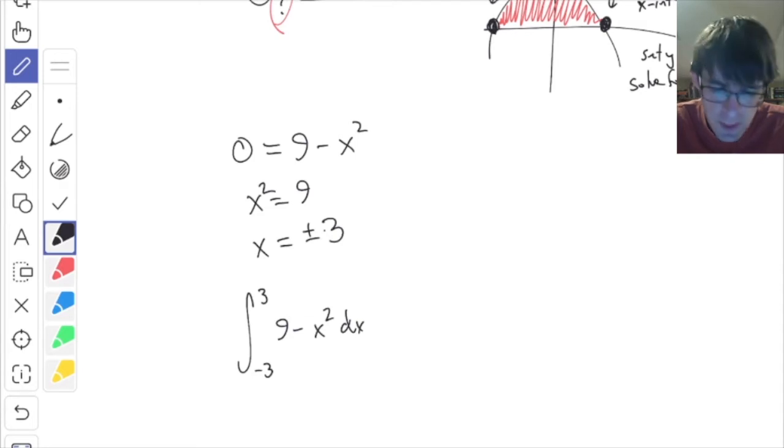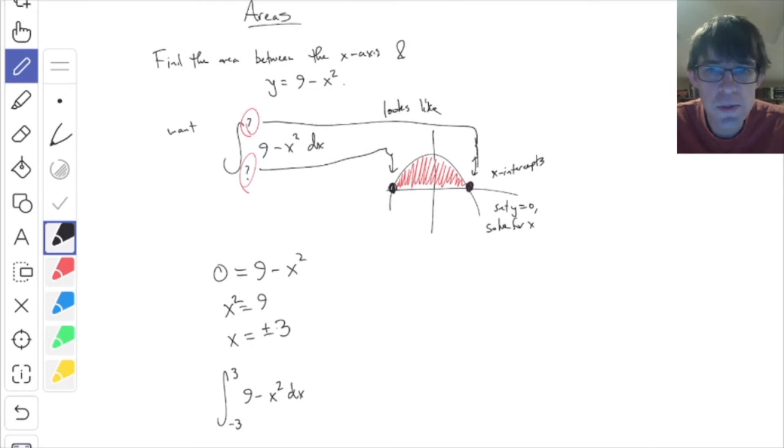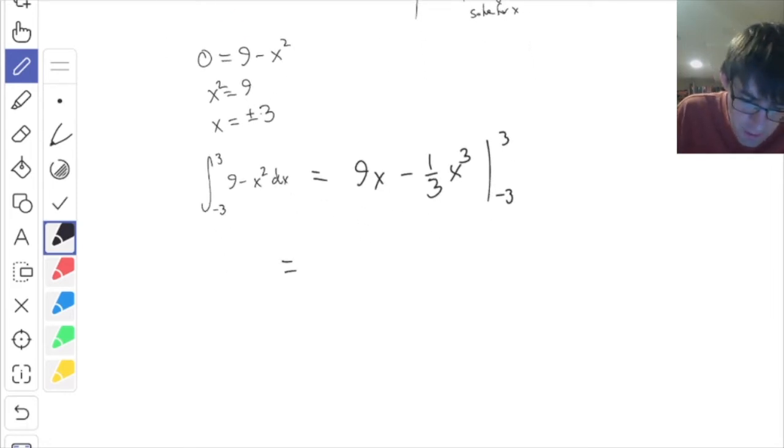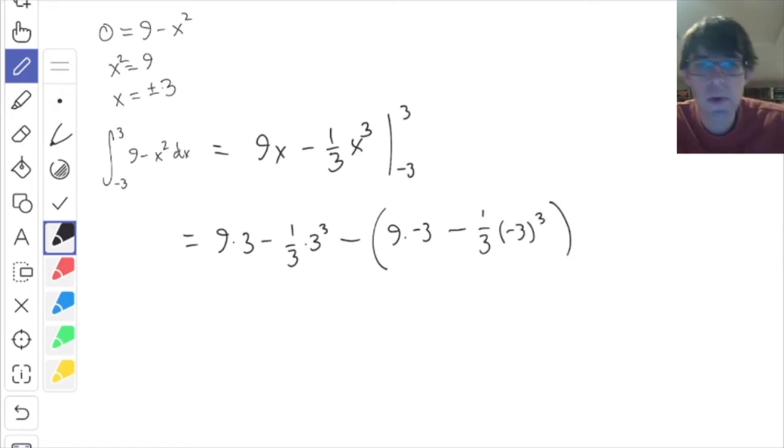All right. This is kind of a lengthy setup, but it boils down to an easy integral. As far as integrals go, this one is pretty straightforward, I think. What do you say? What's the antiderivative? 9x minus 1/3 x cubed. I agree. And then I got to plug in 3 and minus 3. You always plug the top one in first. So I go 9 times 3 minus 1/3 times 3 to the third, minus parentheses 9 times negative 3 minus 1/3 negative 3 cubed. And that's the answer.